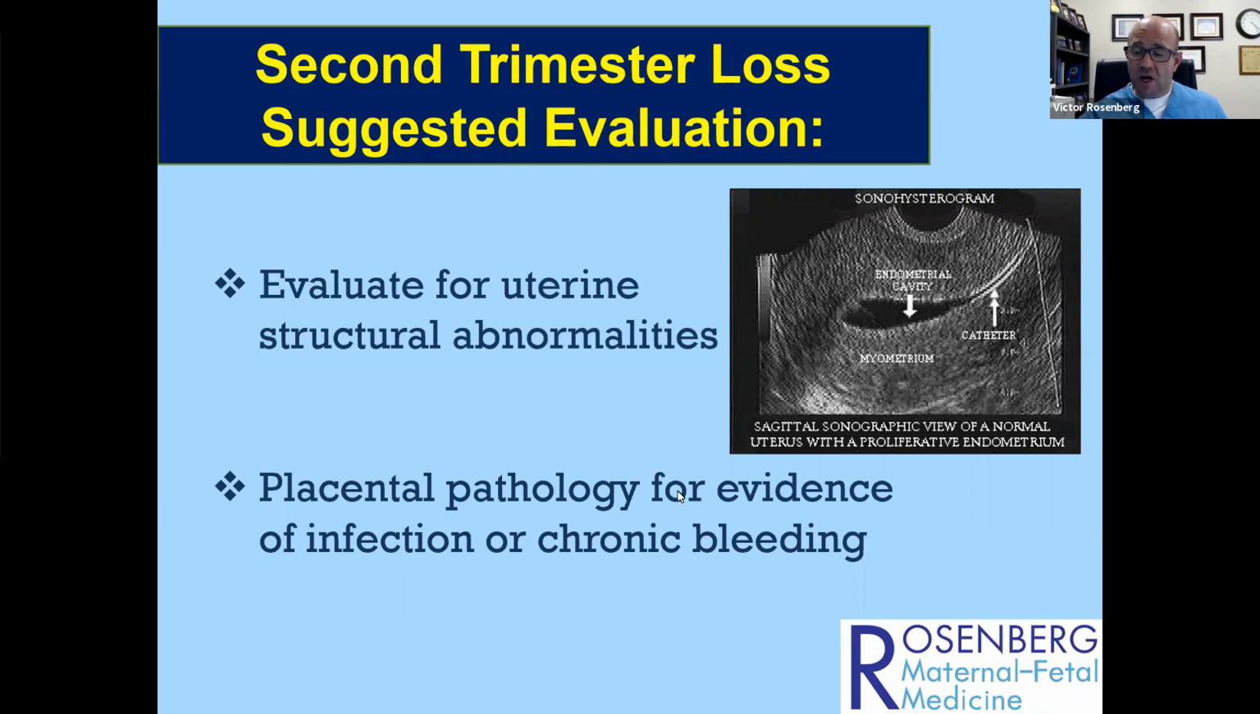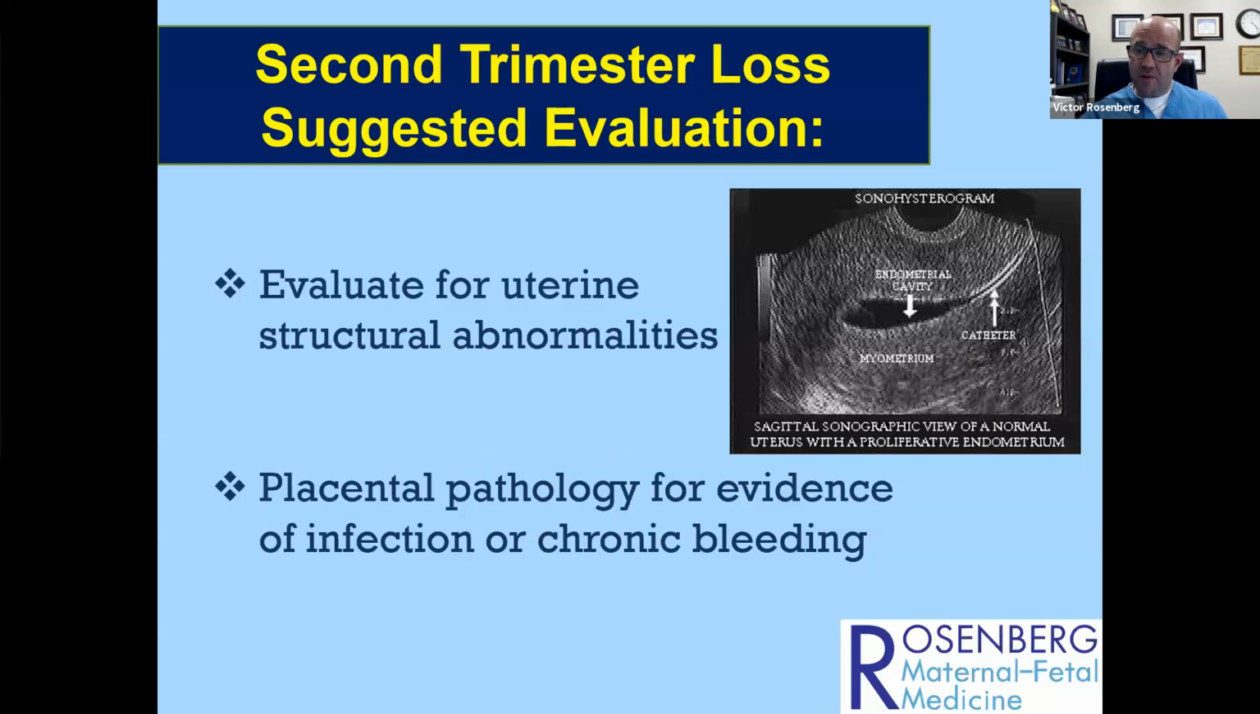And then we also make sure to get a copy of the placental pathology, if available, to look for evidence of infection or whether there was chronic bleeding during pregnancy, and that sometimes patients have what we describe as a hemorrhagic loss, where they have bleeding that continues pretty much throughout the pregnancy, and then they eventually go on to lose that pregnancy.